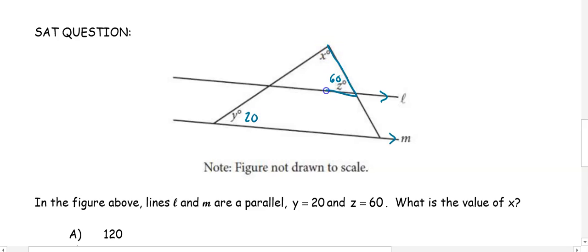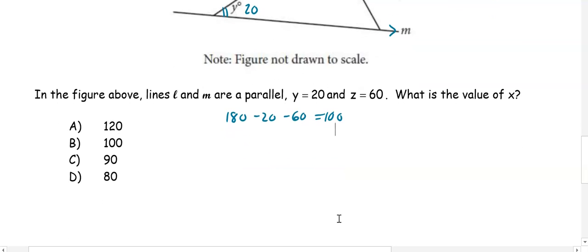So up here at the top, we have this triangle. In a triangle, all the angles add up to 180 degrees. So Y and this angle are congruent because corresponding angles are congruent, so I know two angles in the triangle, and I can subtract 180 minus 20 minus 60, which gets us 100 degrees.